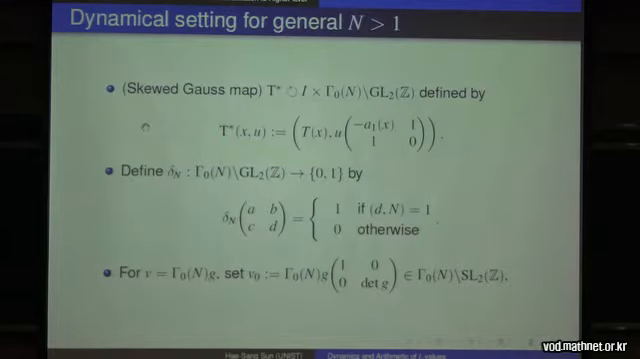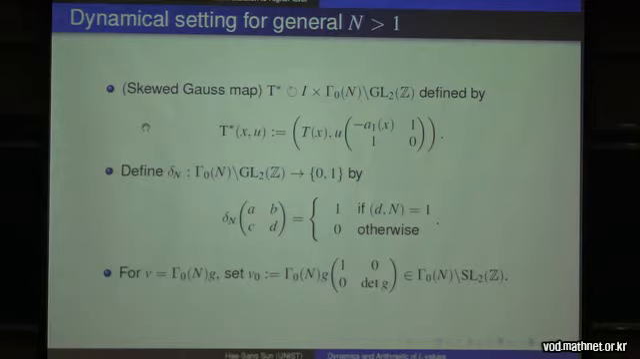So let me give some setting for that. We need some generalization of the previous setting. We need a generalized Gauss map called a skewed Gauss map. The previous Gauss map acts only on the interval I, but in this case, this skewed Gauss map acts on copies of this I, with the number of copies indexed by this one. And the action is defined in this way: T star of (x, u) is equal to (Tx, ...), where a1 is the first digit of the continued fraction expansion of x. Then you define like this, and now you define some auxiliary function in this way.